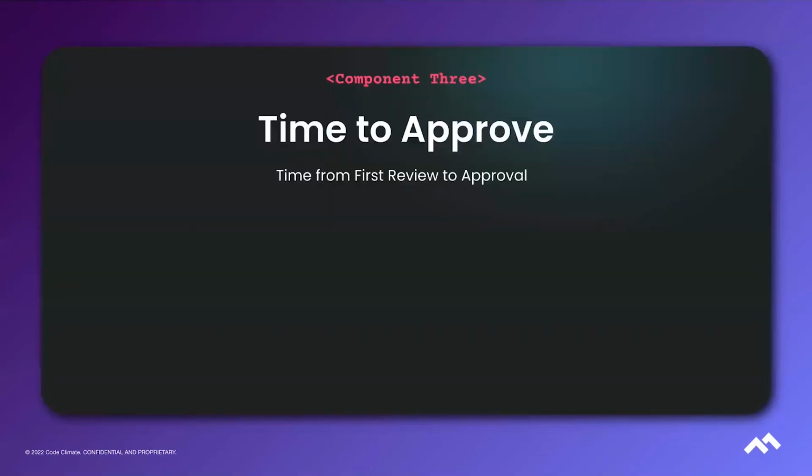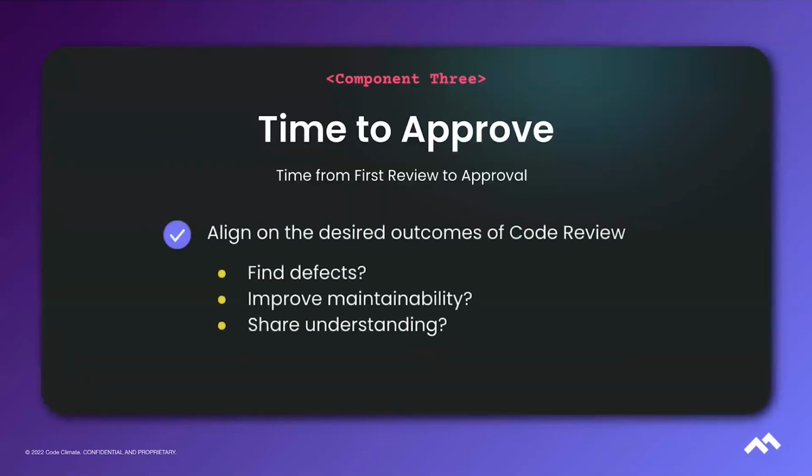The next component I want to talk about is time to approve. Align the desired outcomes of your code review. In your description, align the reviewer with the goal of the review. Setting the context will increase the quality of the review itself. Are you writing a new feature? Are you refactoring code? Or do you want more parallels when you're writing?